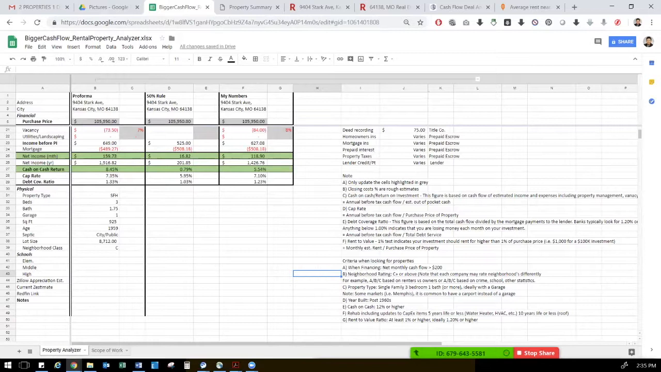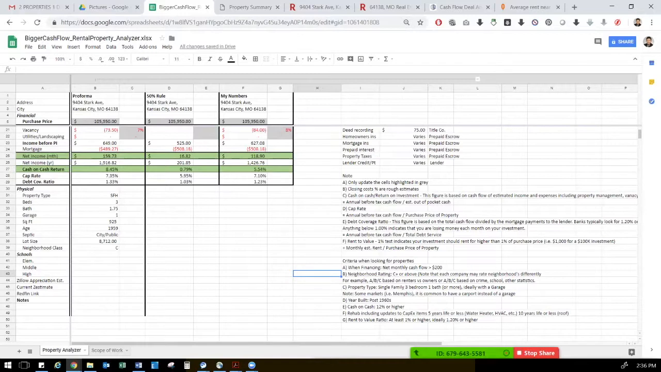And that's just because I want the property to be self-sustainable. I don't want a property that's only cash flowing $50 while also giving me a 12% return. For me, that's too thin, where if something goes wrong, I have to continually put money into it. So I think 12% and $200 in net cash flow gives me enough buffer room for it to be self-sustainable. Neighborhood rating, I'm looking for a C plus or above.